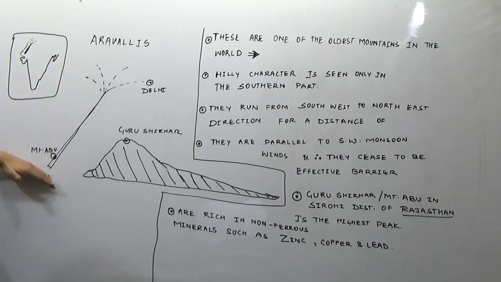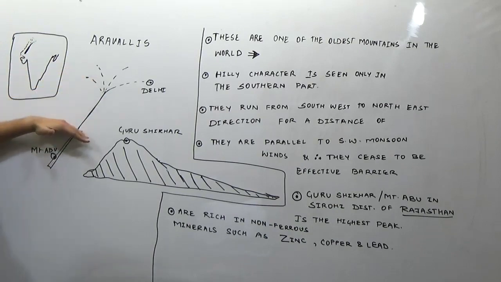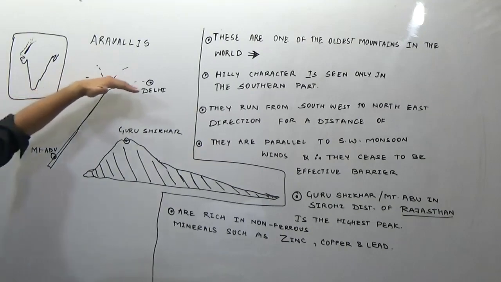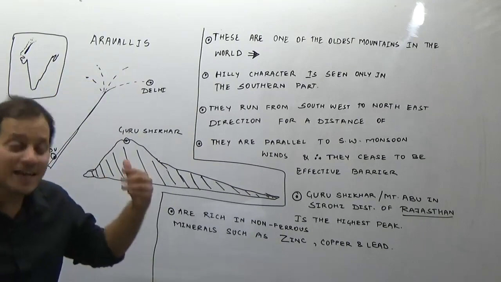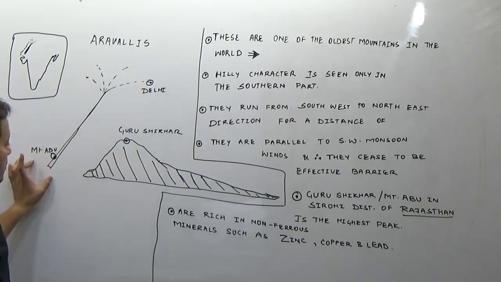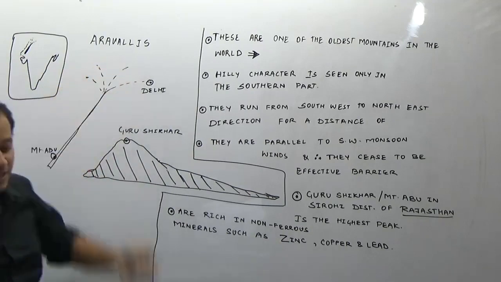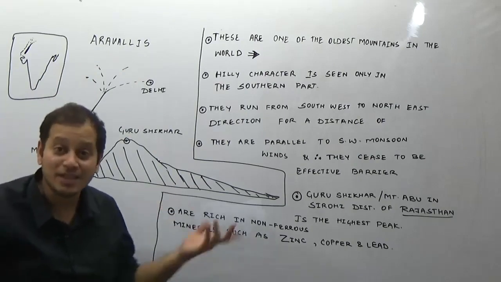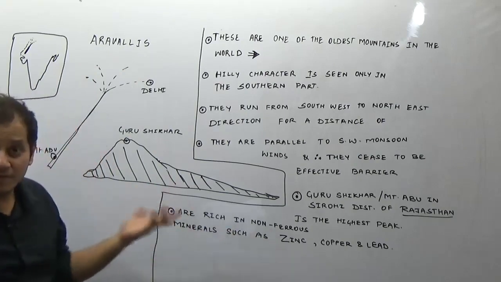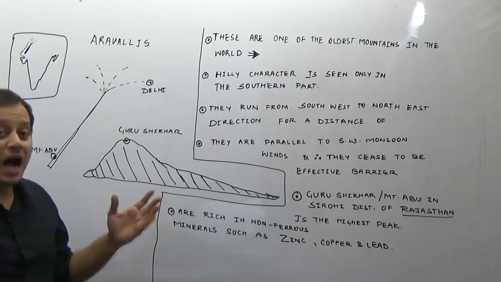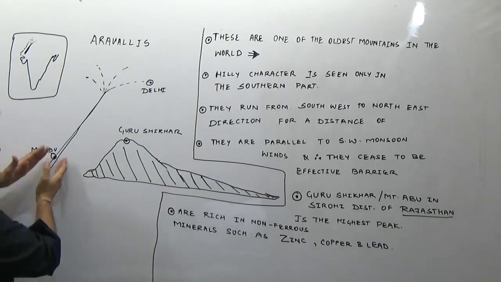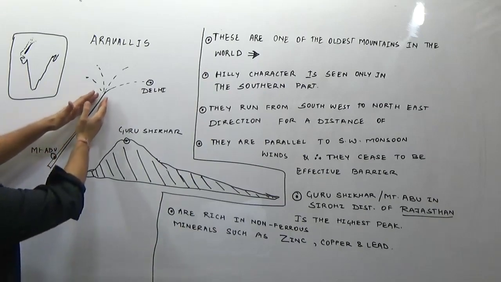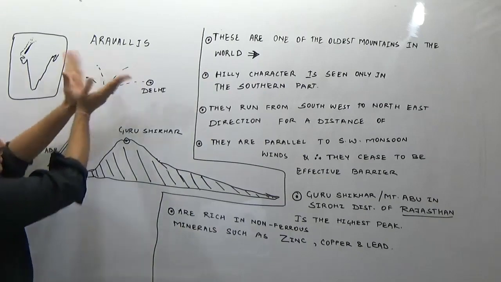Starting from the state of Gujarat through the state of Rajasthan, Haryana, and some parts of Delhi, the Aravalli mountains run from southwest to northeast direction for a distance of around 800 kilometers. You can see these are very broad, and they become narrow as they go to the north, and then after going to the north they fan out in different directions.